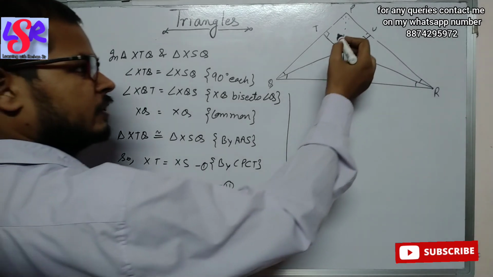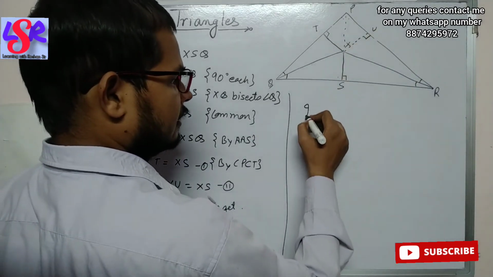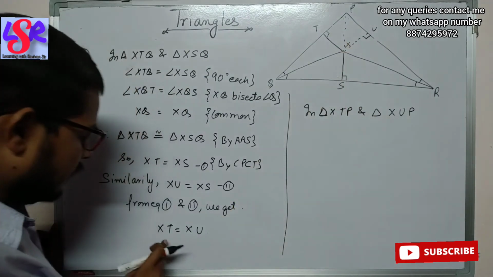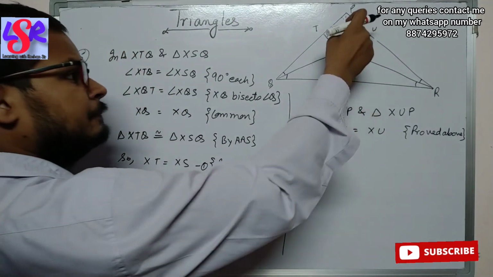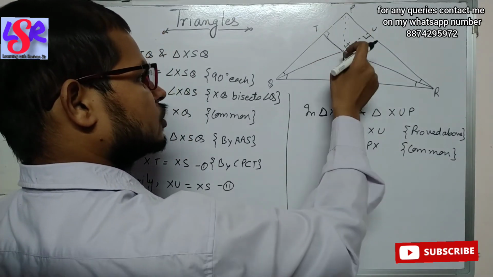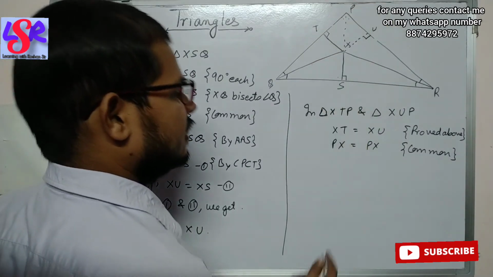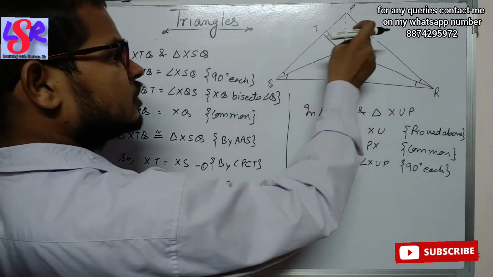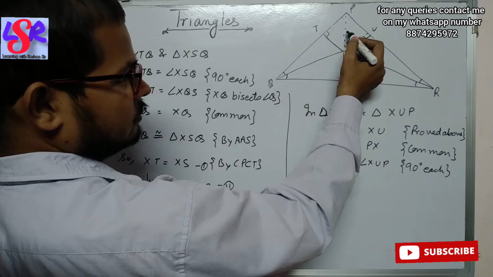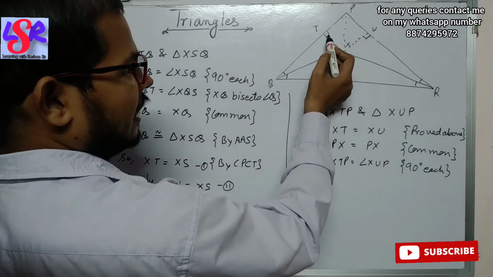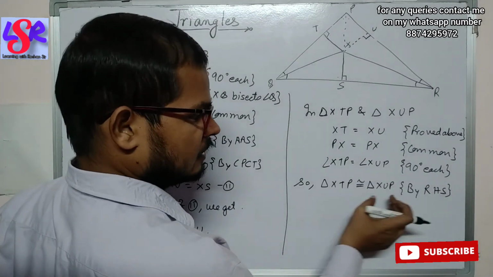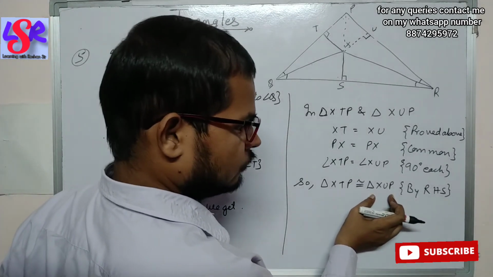Now we'll be proving these two triangles congruent. So in triangles XTP and XUP, here we have already proved that XT equals XU, then PX equals PX common, and angle XTP equals angle XUP, 90 degrees each. Now to prove these two triangles congruent, we have used this 90 degree, this side that is hypotenuse, and one of the sides over here. So it is RHS. Therefore, XTP is congruent to triangle XUP by RHS.